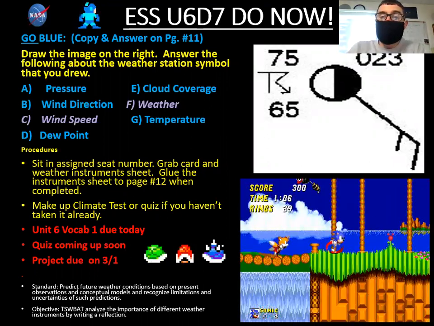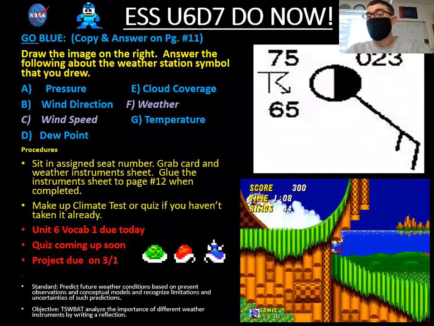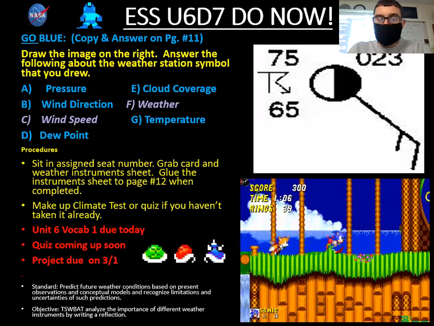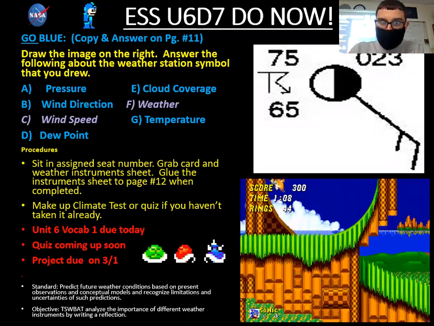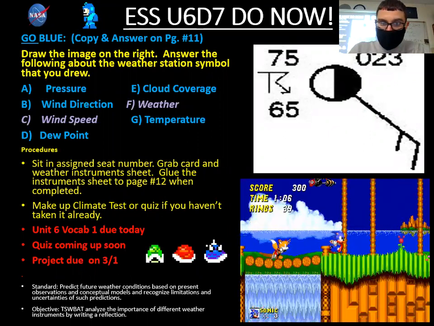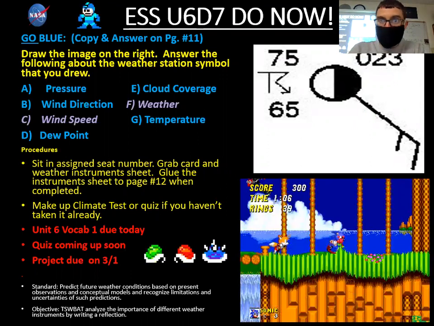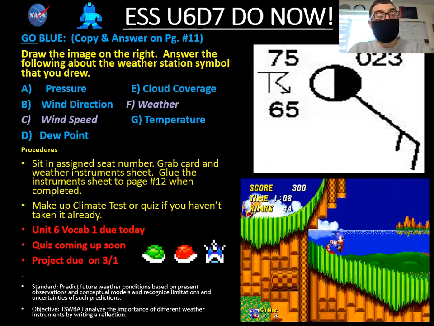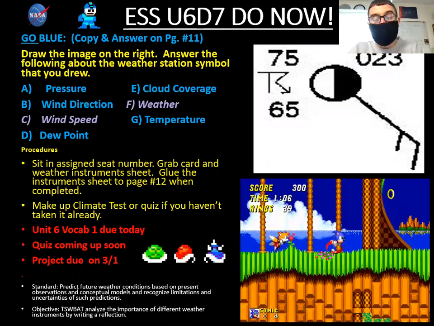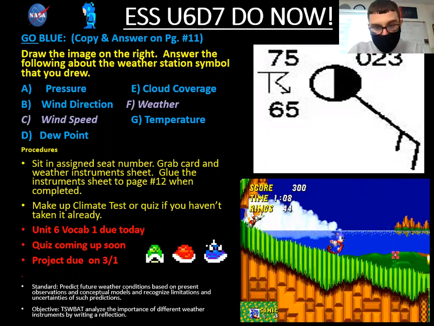No worries. Now, with that symbol there on the right, what you've got to do is tell me the pressure of that symbol, wind direction, wind speed, dew point, cloud coverage, weather, and temperature. Where do I find the answer? The answer in your notebooks should be on page 9, the bottom of page 9.